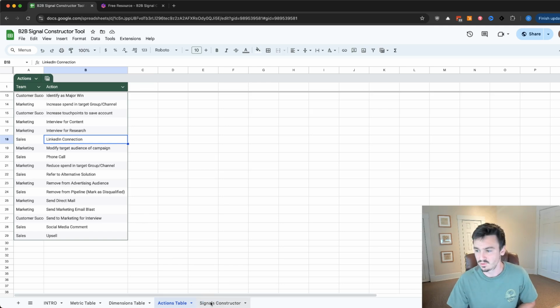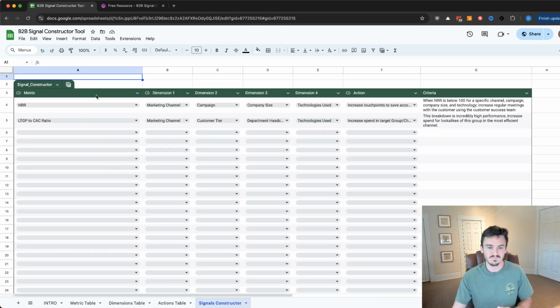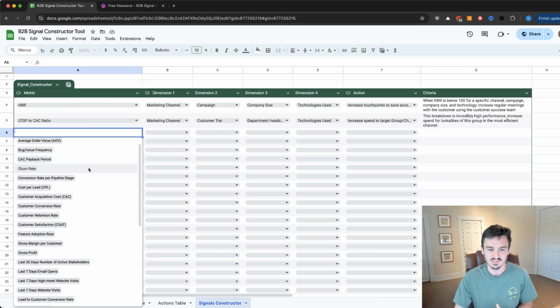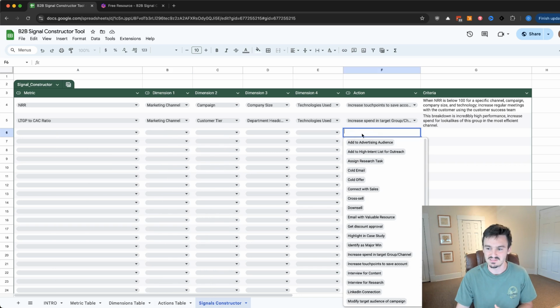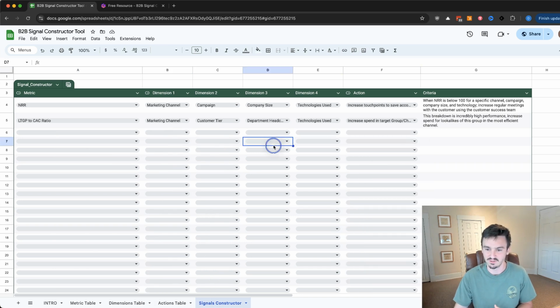But let's get to the important tab here. Signals Constructor. This is where the magic happens. It's a drop-down option based off of the metric table that we went over, and then the dimensions table that we went over, and then last but not least, the actions table that we went over here. And so I put 2 examples to get you started. These are very common ones.